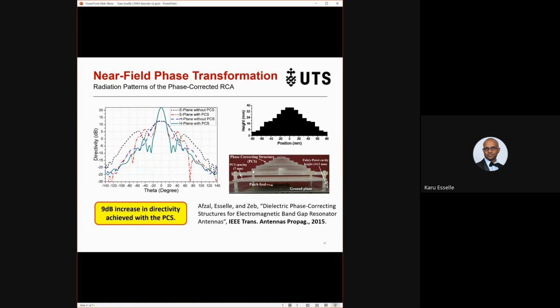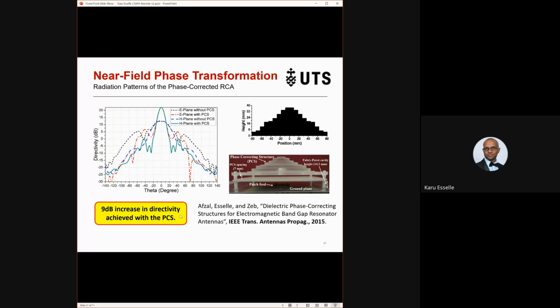Big machine lens, bulky lens. And this is the improvement in directivity. So this is the directivity pattern, not normalized, on both E and H planes. Without the phase correction surface, the pattern is shown by the blue line. With the phase correction surface, the radiation pattern is the green line, and you can see the improvement in directivity.